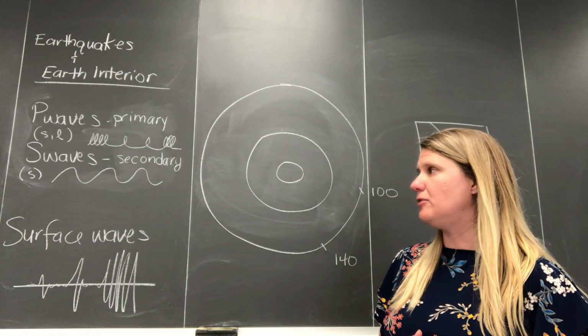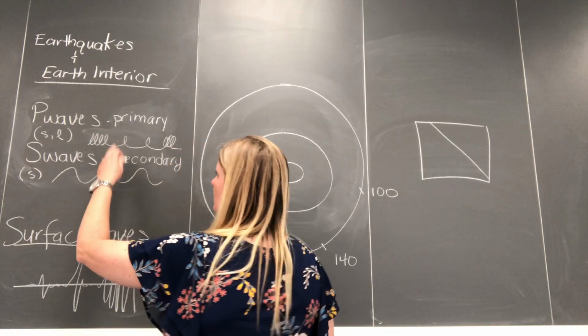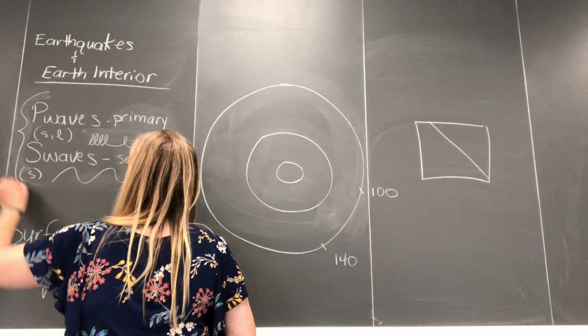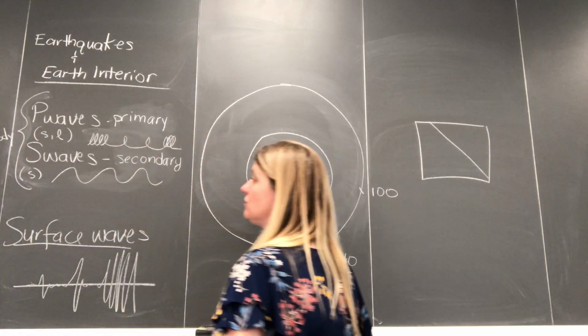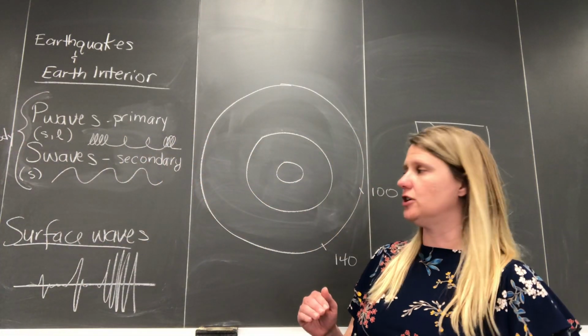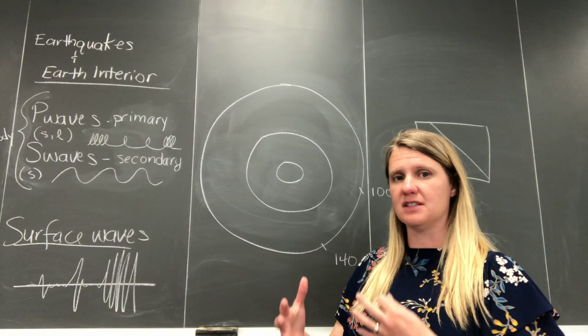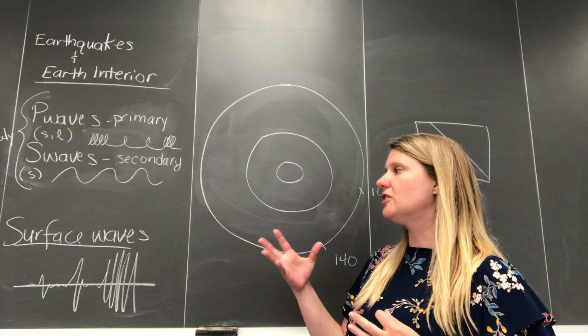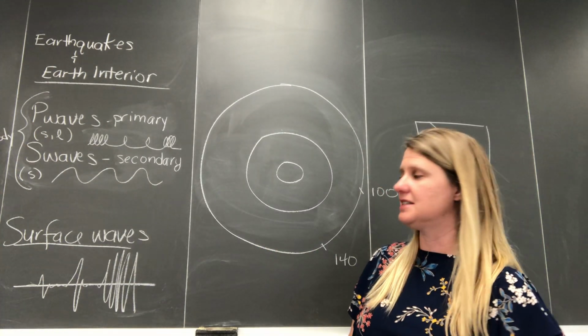And then the third type of wave is called a surface wave. Surface waves are different than these two. These are body waves, so they go through the earth and come out the other side, where surface waves do not. They only travel on the surface, and they're the most destructive because they have both horizontal and vertical components. Surface waves are the damaging waves that make the buildings fall, but they're not that useful to us in science.